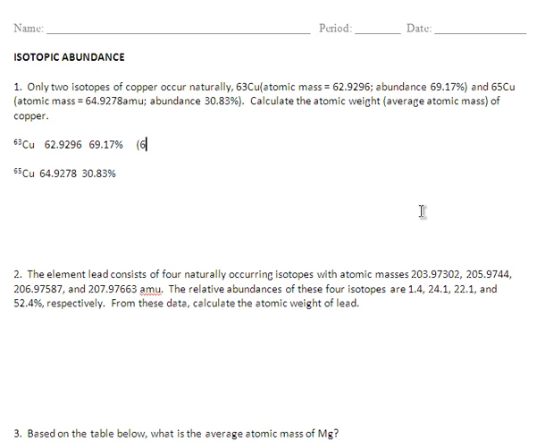I'll take the 62.926 and I'm going to multiply it by the percentage. But remember, you need to move the decimal 2 spots to the left when you multiply, so it's 0.6917. And I will get a mass number for that. And then for the other one, I'm going to take the mass, 64.9278, multiply it by the percentage, which is going to be 0.3083. Now you're going to get an answer for both of these, and then what you want to do is add them together.